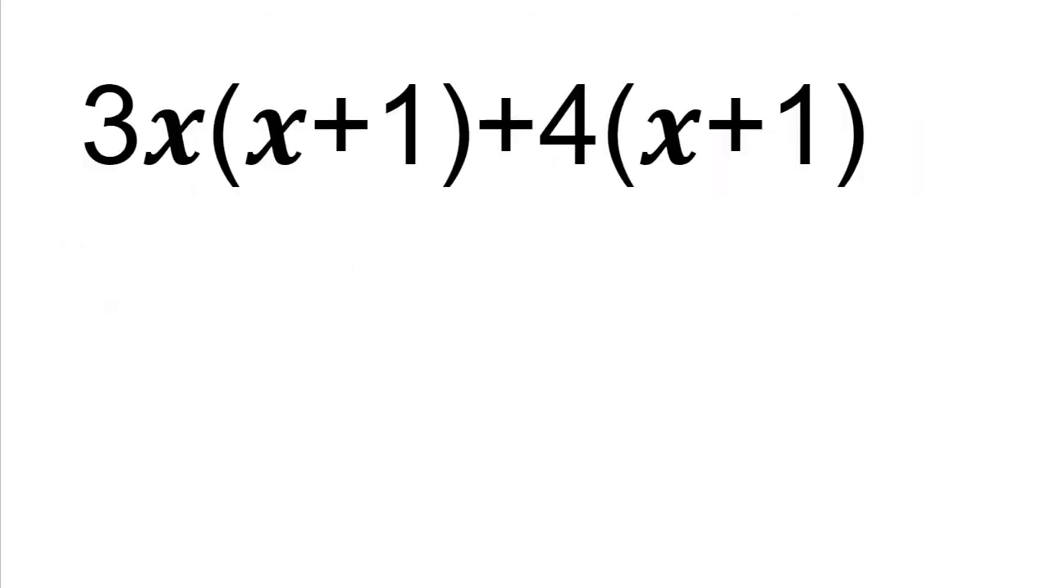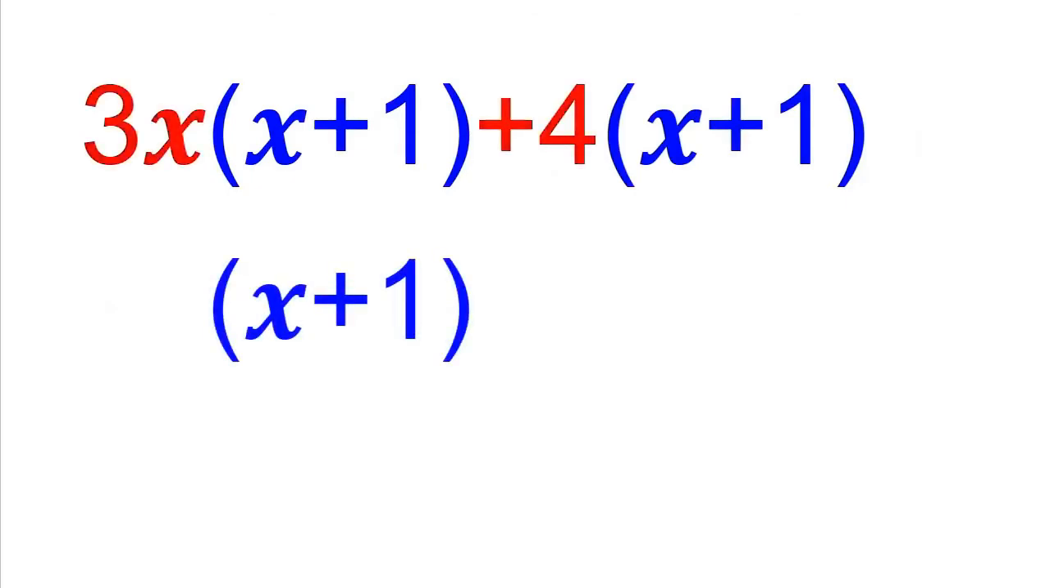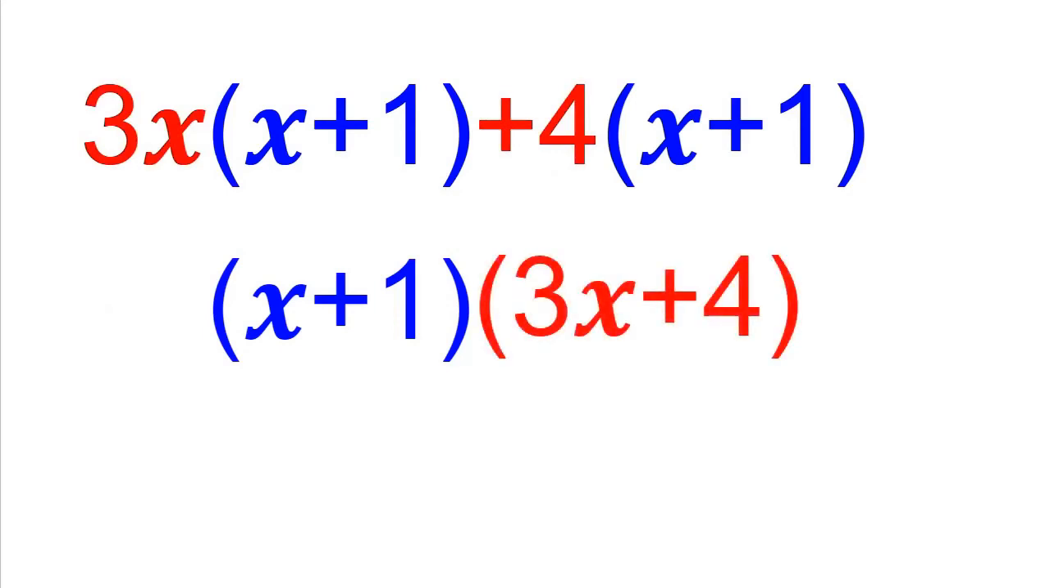Now let's factor this: 3x times x plus 1 plus 4 times x plus 1. Now as you can already see, x plus 1 is common between 3x times x plus 1 and 4 times x plus 1. So we can actually factor out x plus 1. And then we're left with 3x and 4. So what we do with 3x and 4 is that we combine them and we get 3x plus 4. So we factor this to x plus 1 times 3x plus 4.